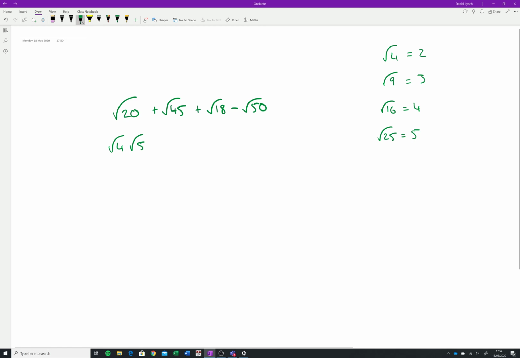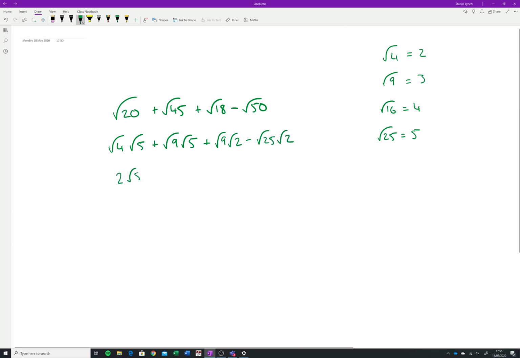because the square root of 4 is 2. So it makes absolute sense to write that particular one down. Root 4 times root 5 makes total sense to write down, just like here. Root 9 times root 5 makes perfect sense to write down. And over here, root 9 times root 2. And here, minus root 25 times root 2.